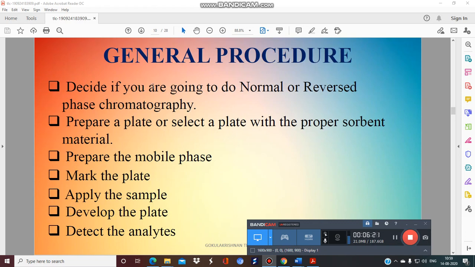So first of all, we have to decide whether to use normal phase or reverse phase TLC. So first of all, selection is there. Second, we have to prepare a plate using a proper sorbent or adsorbent like silica gel G. As I have told you, first of all we will take silica gel G.